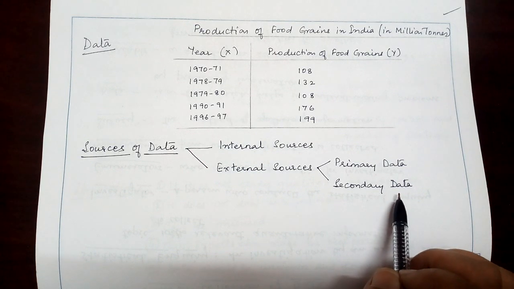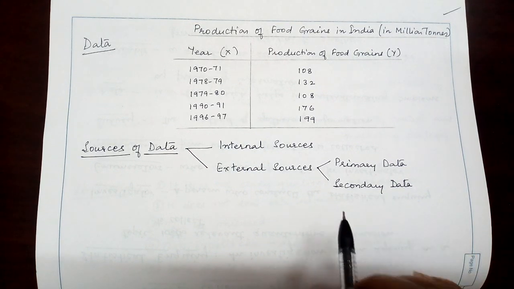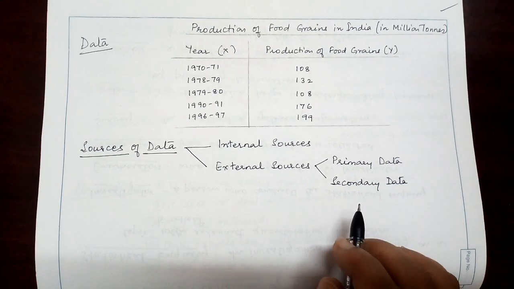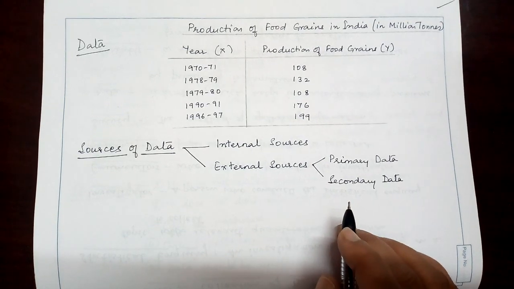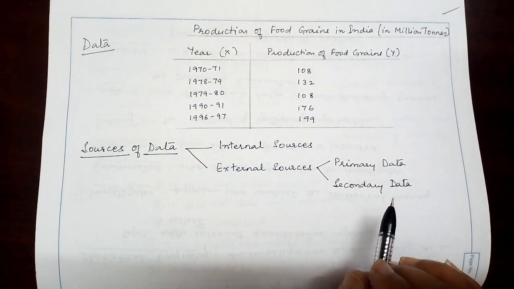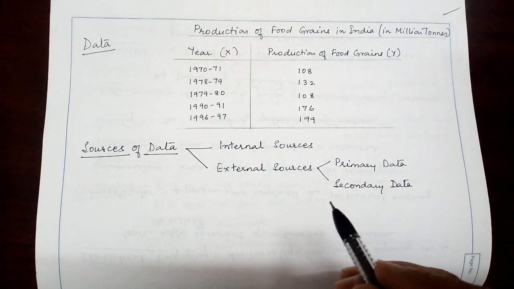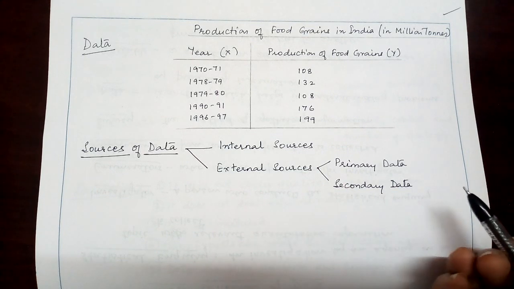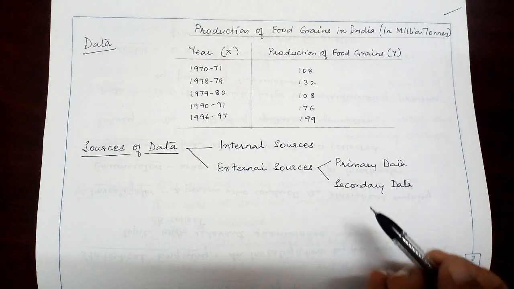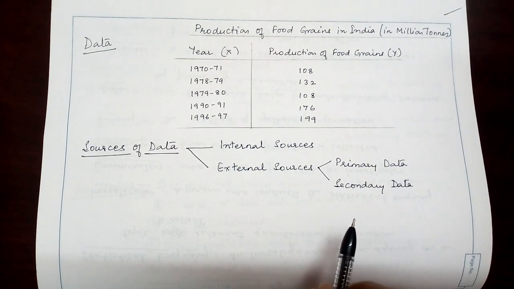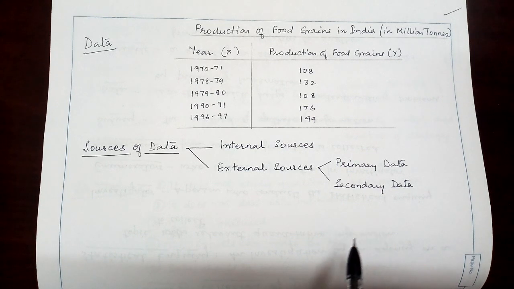So what is secondary data? Secondary data is data which is not directly collected but rather obtained from published or unpublished sources. It is also known as second-hand data because some enumerator or investigator collected it and published it, and that was used by somebody else, and hence it's called secondary data. The examples include the National Account Statistics published by the CSO or an economic survey published by the Government of India.